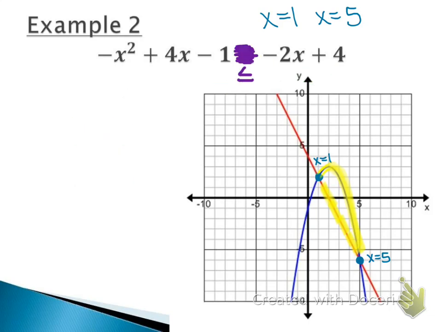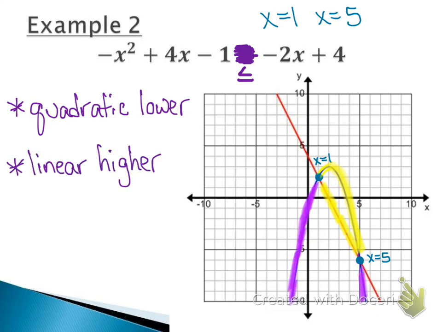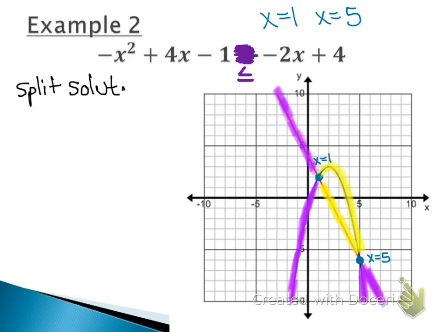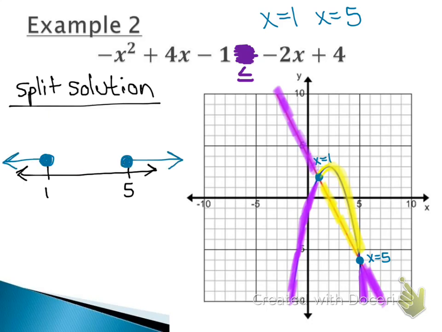Now if we switch the direction of that symbol so that we're looking at where the quadratic function is less than the linear function, now I'm looking at where quadratic is lower and where the linear is higher. So that's the other sections of the graph that I hadn't highlighted yet. Now we're looking at a split solution. Still have the same numbers on the number line, but now our lines are going to be going in opposite directions, towards negative infinity and towards positive infinity.